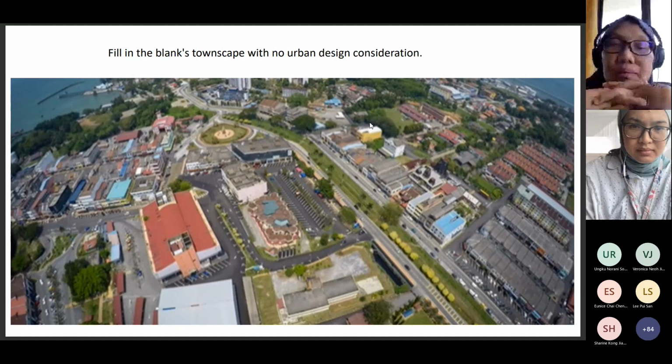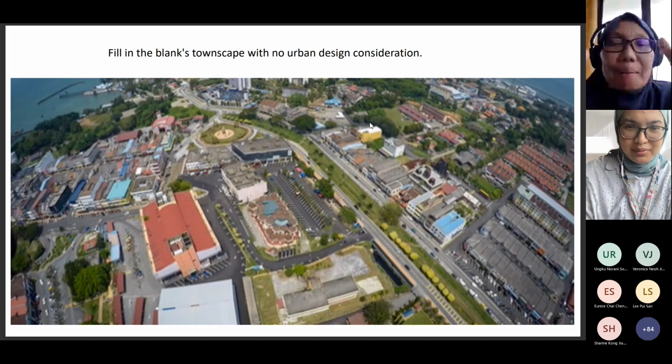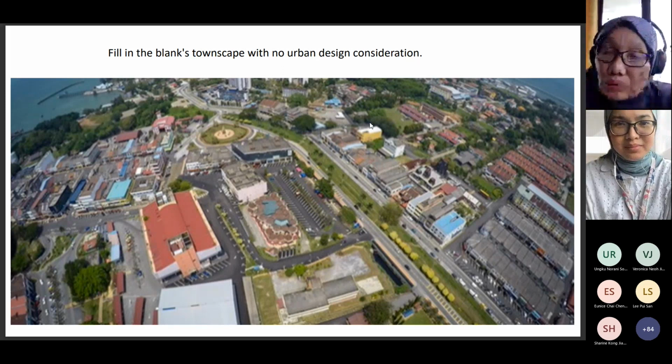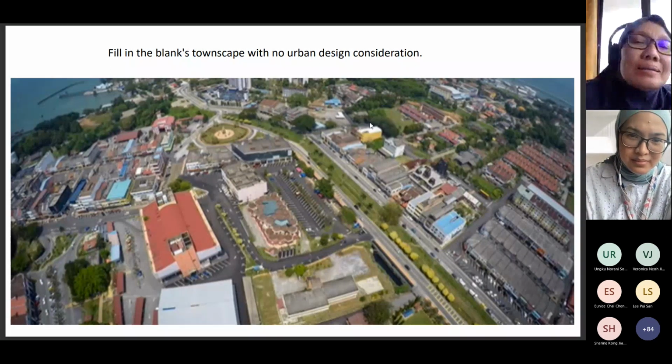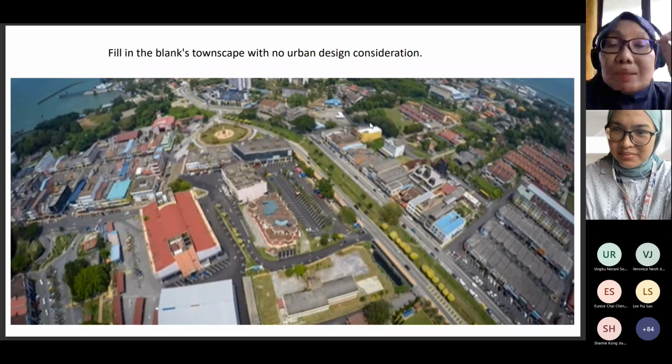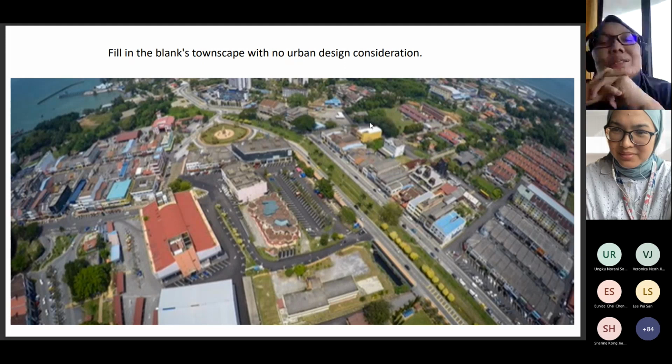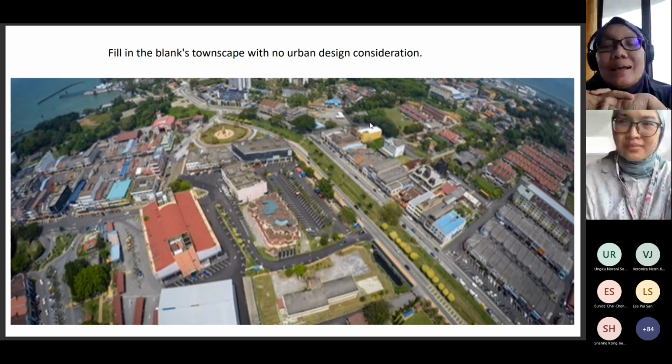Fill in the blank townscape, with no urban design. Can anybody guess where this is? When you have not considered any urban design, you've got a space, you just put the building. You've got a space, you just put the roads. And then let things happen on their own without any kind of strategy to create a sense of unity or to organize the spaces into a clear hierarchy.